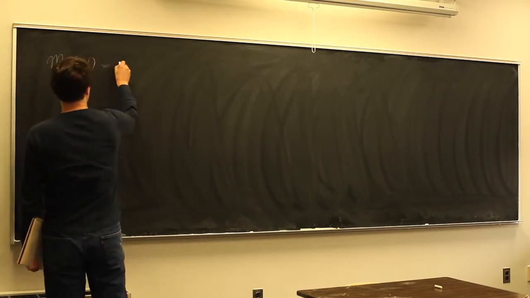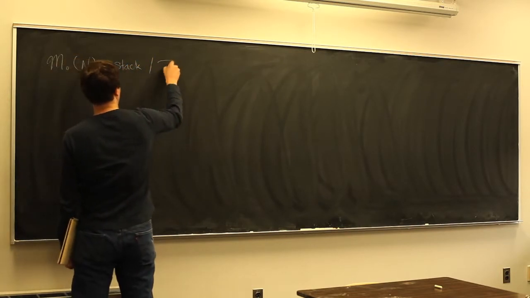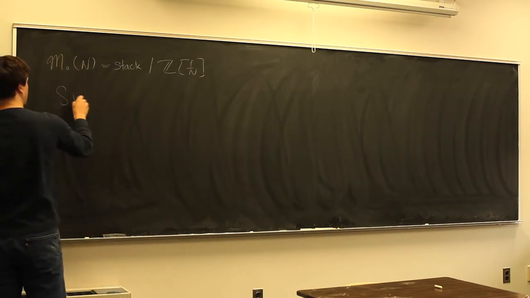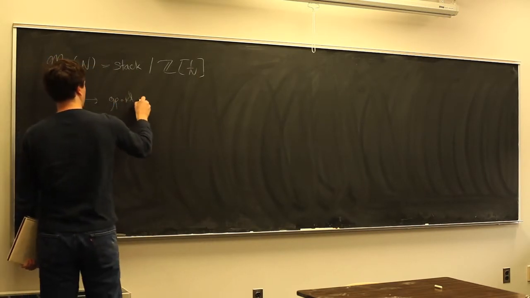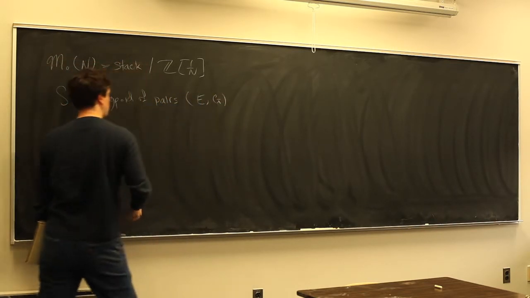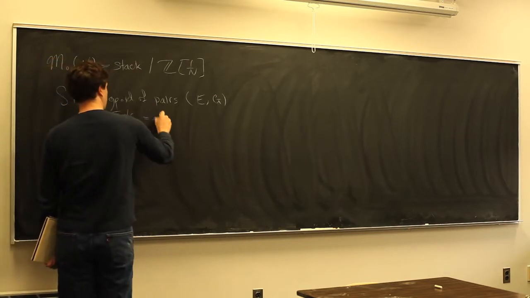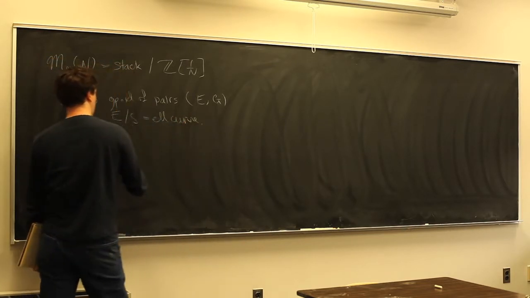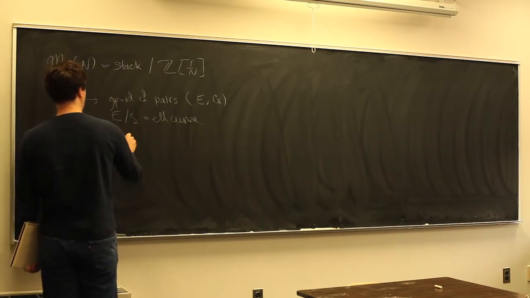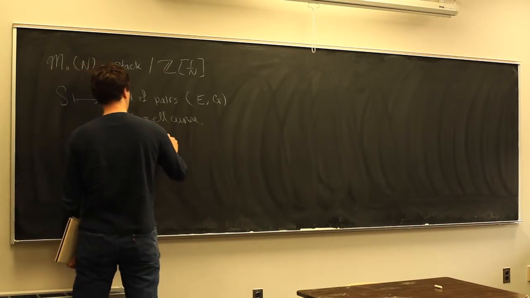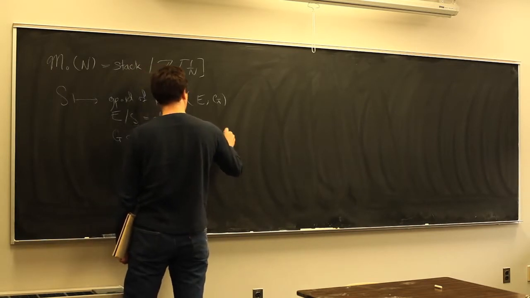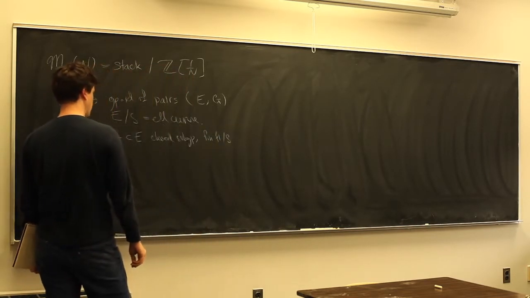So this is the stack over Z adjoin 1 over n, which assigns to a scheme S the groupoid of pairs (E, G), where E over S is an elliptic curve, and G is a Gamma_0(n) structure on E. So it's a closed subgroup, which is finite and flat over S, and cyclic of order n in each fiber.